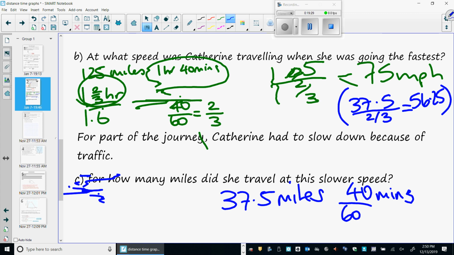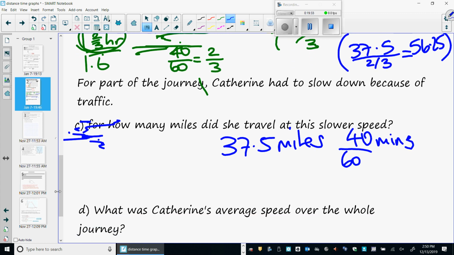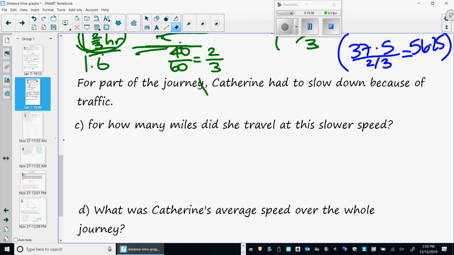It says for part of the journey, Catherine had to slow down because of traffic. For how many miles did she travel at this slower speed? So which one tells us this slower speed? The most horizontal line. Yeah, the most shallow. It's the one before the very end section. It's the fourth line. Okay, so how many miles did she travel in that section?